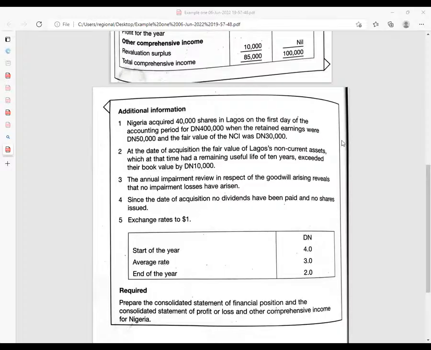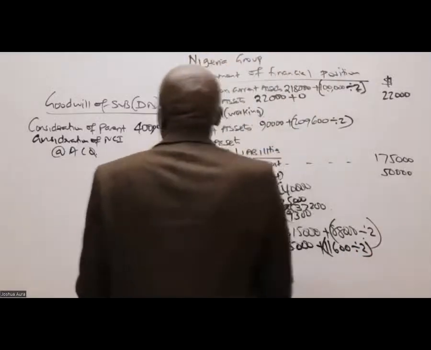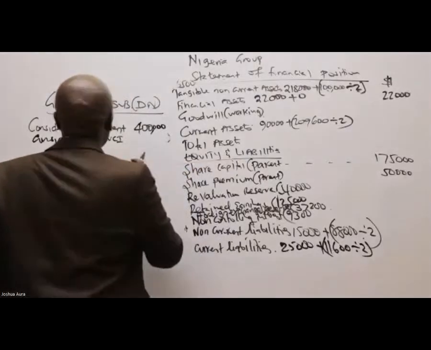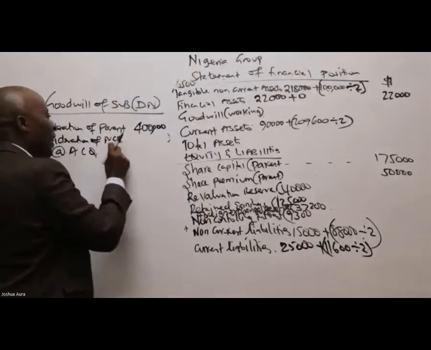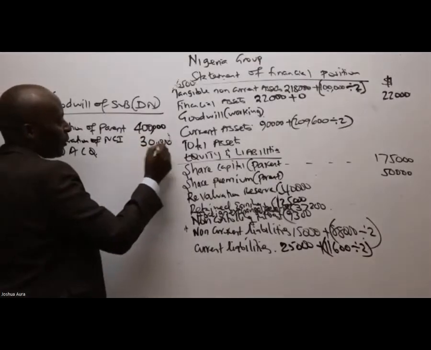The fair value, blah blah. So you're told somewhere here, Nigeria acquired 40,000 shares in Lagos on the first day of the accounting period for DN, when the retained earnings were DN 50,000, and the fair value of NCI was 30,000 DN. So you can see everything is in terms of DN. So again, consideration of the NCI at the date of acquisition, they have told us it's 30,000.